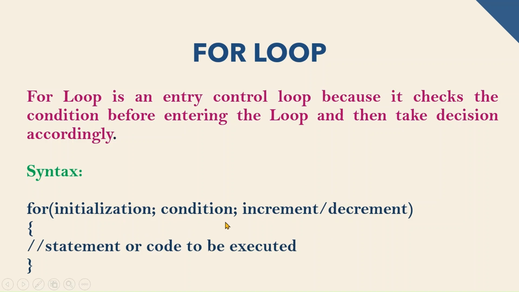If the condition is true, then only we enter the loop. Then the statements you are writing will be executed. There could be one statement or n statements, depending on your application. So remember that a loop consists of three sections: initialization, condition, and incrementation or decrementation, which we call updation.